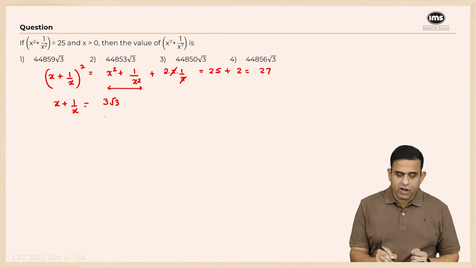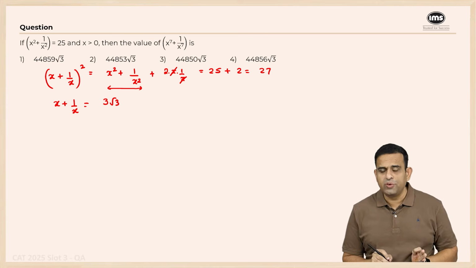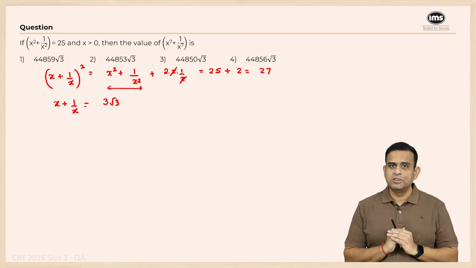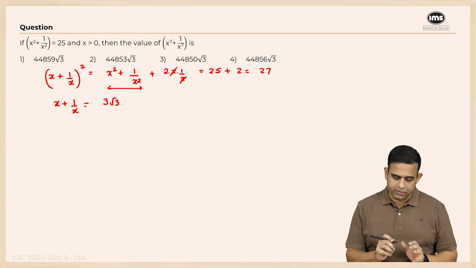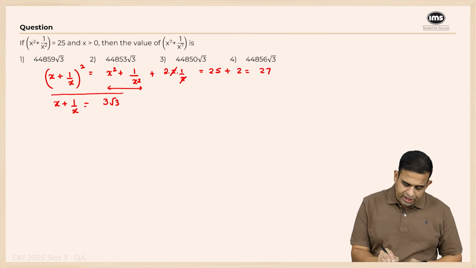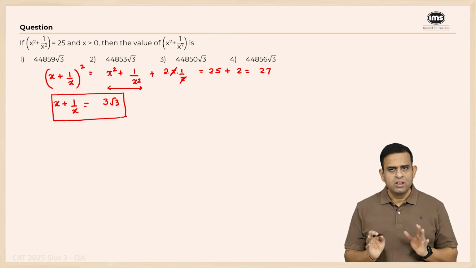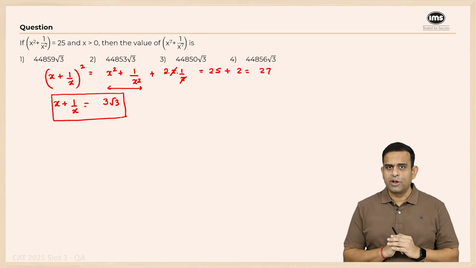Now understand, I could have taken a minus 3 root 3 also over here, but since they have told you x is positive, the term x plus 1 upon x will come out to be only positive. So I will take x plus 1 upon x as 3 root 3 and not minus 3 root 3. So we got the value of x plus 1 upon x.